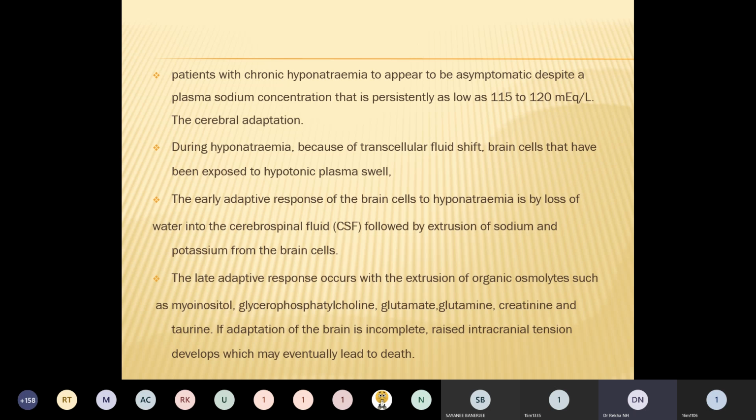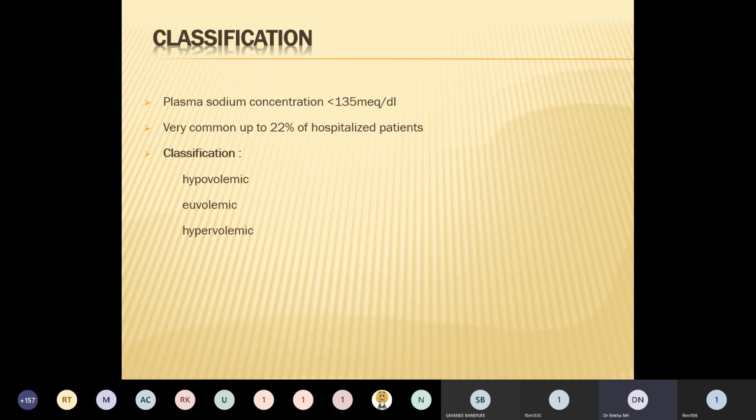The early adaptive response of the brain cell to hyponatremia is the loss of water into the cerebrospinal fluid following the extrusion of sodium and potassium from the brain cell. The late adaptive response occurs through the extrusion of organic osmolytes such as myo-inositol, glutamate, then taurine.